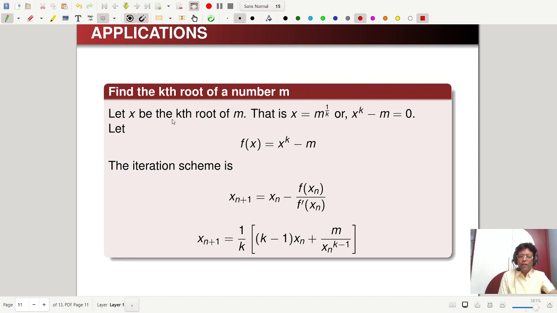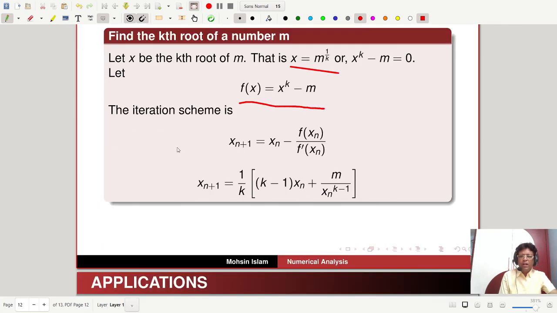If you want the kth root of m, you write x equal to the kth root of m, so x to the power k minus m equal to 0. You write f(x) = x to the power k minus m. Now the iteration scheme is found by substituting in the Newton-Raphson iteration scheme. You will get the iteration scheme for the kth root of a number.